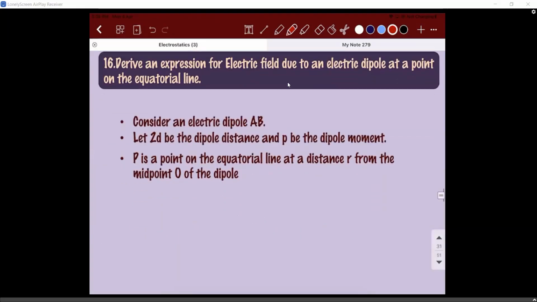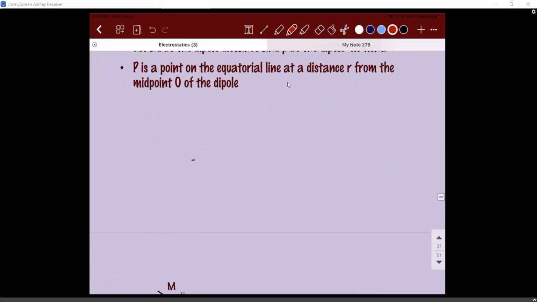So next we need to derive an expression for the electric field due to an electric dipole at a point on the equatorial line. So what is an equatorial line? That's what we need to understand. Even before I start the derivation, we need to understand certain terms. So what did I call this as?